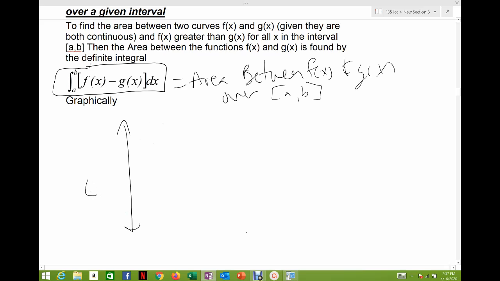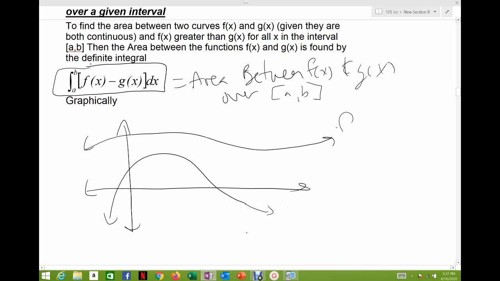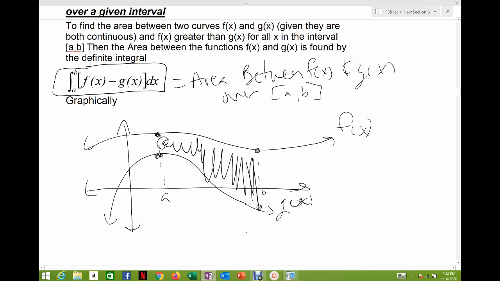Alright, so what's happening here is I've got two functions. Suppose I've got this function g of x, and then this function f of x. My f of x is bigger than g of x everywhere, and I want to find the area between the two functions from a to b. So there's the area between my two functions from a to b, and this is the area I want to find. Like I said, we can't directly find it using the fundamental theorem of calculus.